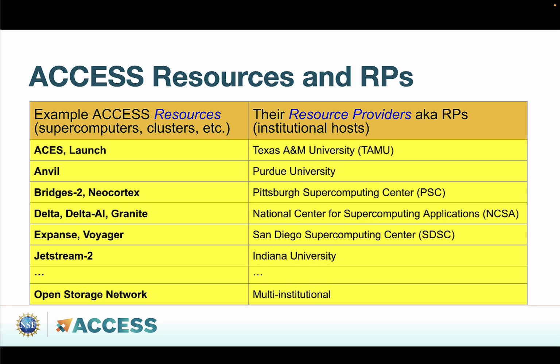For example, ACES and Launch are supercomputers located at Texas A&M. Anvil is a supercomputer at Purdue. Bridges 2 and NeoCortex are at the Pittsburgh Supercomputing Center, and so on. These are just a few of the systems available through Access.